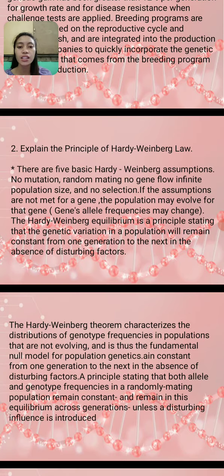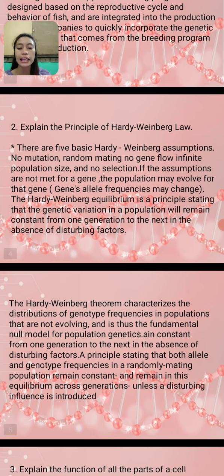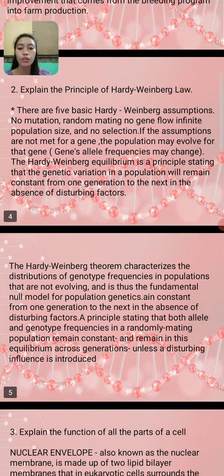Number 2. Explain the principle of the Hardy-Weinberg law. There are 5 basic Hardy-Weinberg law assumptions: no mutations, random mating, no gene flow, infinite population size, and no selection. If the assumptions are not met for a gene, the population may evolve for the gene. Genes' allele frequencies may change. The Hardy-Weinberg equilibrium is a principle stating that the genetic variation in a population will remain constant from one generation to the next in the absence of disturbing factors.